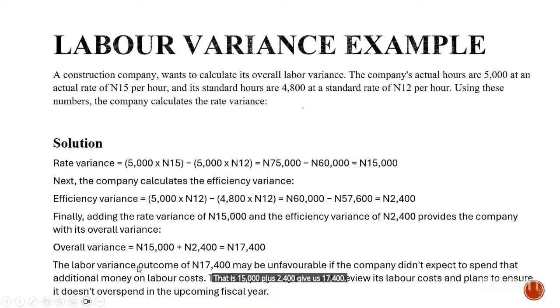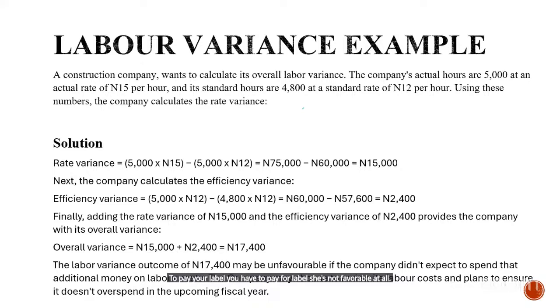The labor variance outcome of 17,400 may be unfavorable if the company didn't expect to spend that additional money on labor costs. The company may choose to review its labor cost and plan to ensure it does not overspend in the upcoming fiscal year. Because from this, it's not favorable, since you're spending an additional 17,000 to pay for labor. It's not favorable at all.